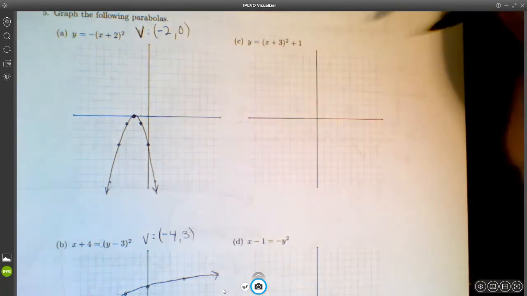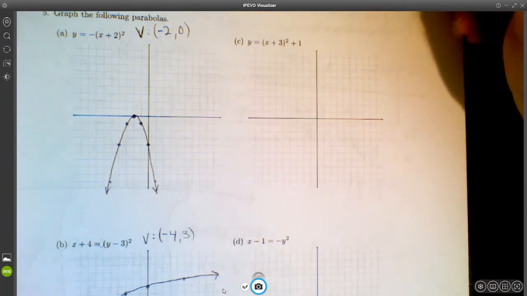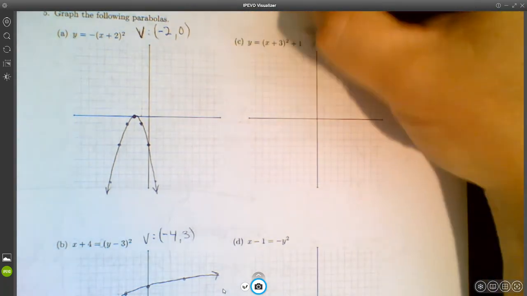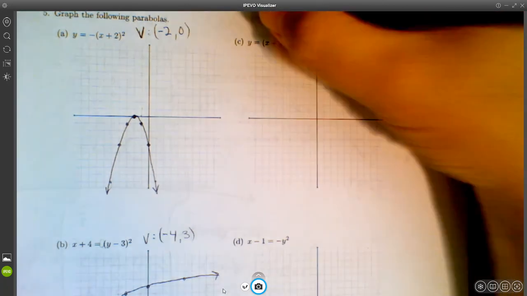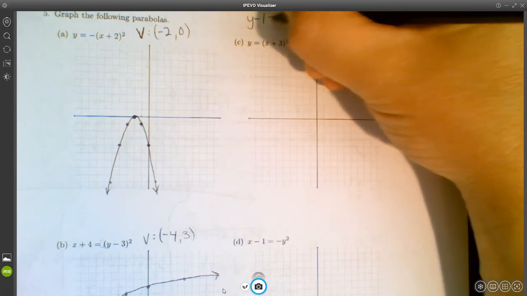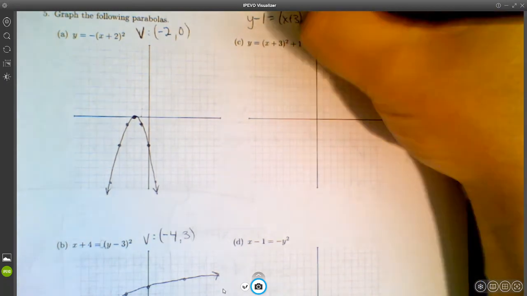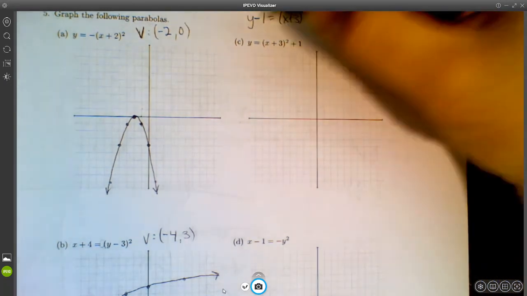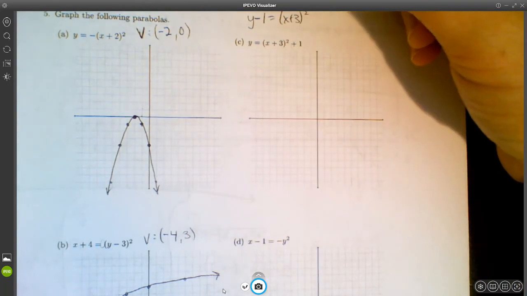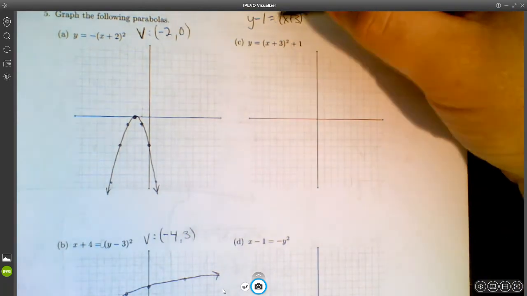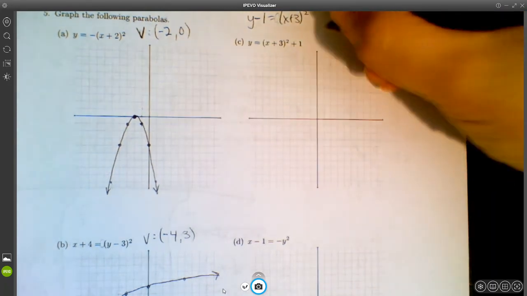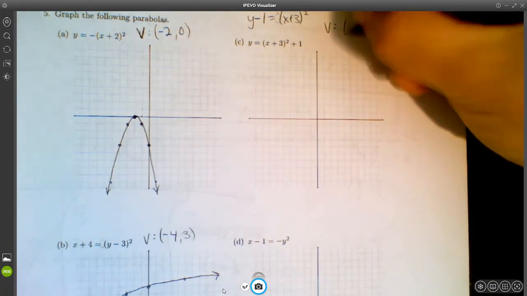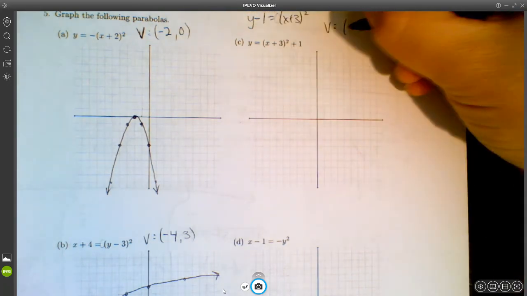Okay, let's look at part C. We've got y equals (x plus 3) squared plus 1. Right off the bat, I noticed that this is not in the format that we talked about on the previous page. I need to move this 1 over to the other side so that I have y minus 1 equals (x plus 3) squared. Okay. Now, because the y group leads, this thing is going to open up or down. It's actually going to open up since a is positive. All right, and the vertex here is the point negative 3, 1.